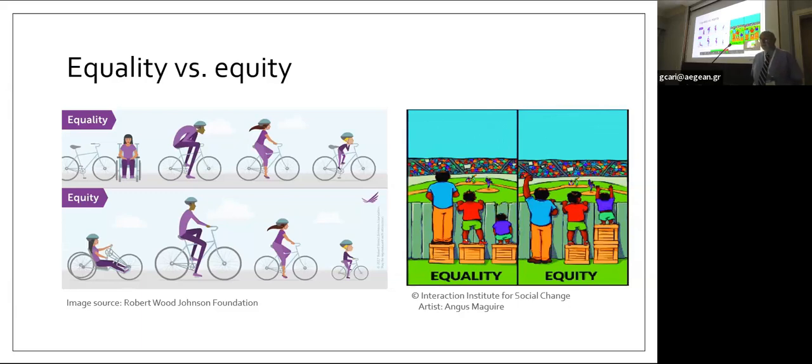For example, in this picture, if everyone has the same podium, regardless of their height, this eventually leads to inequality, since the shorter one does not see the race. But if everyone has the right podium, the most appropriate podium, so that they can see over the fence, then we have equality.